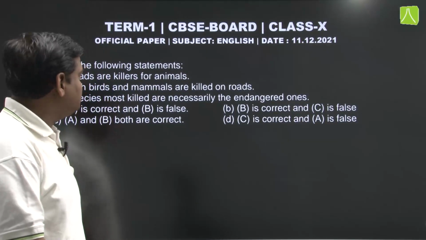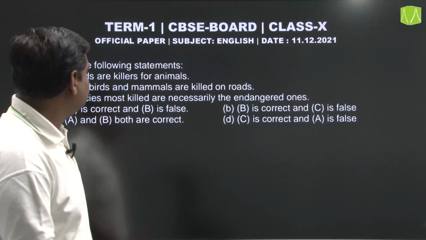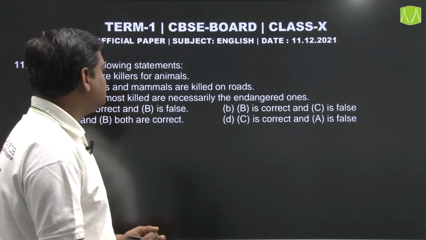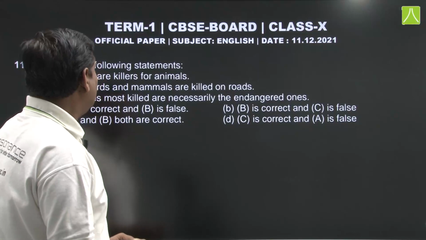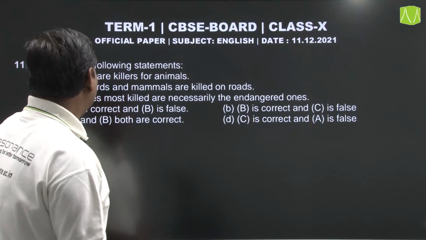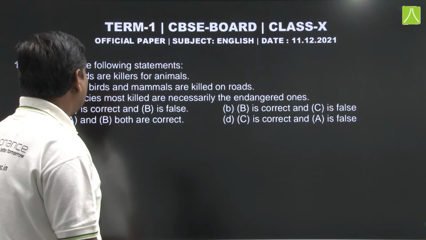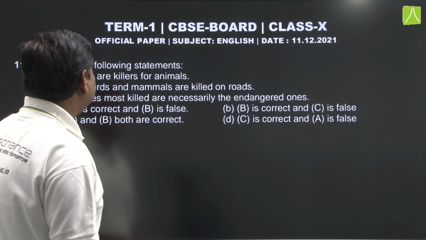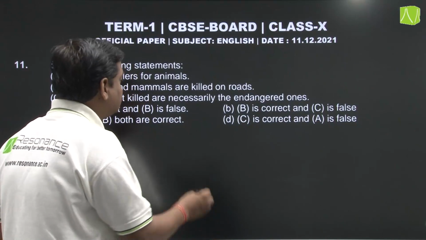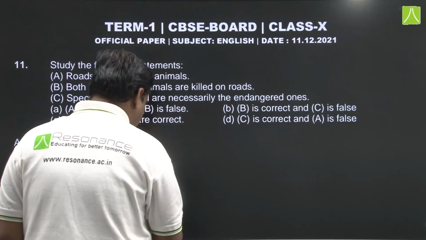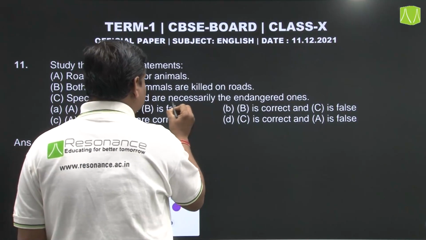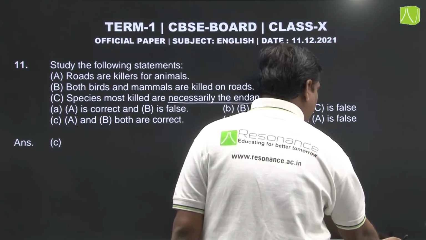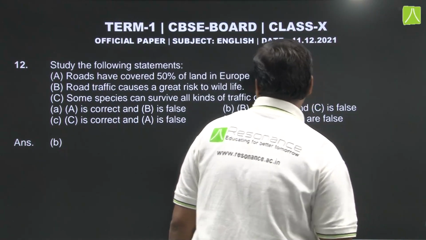11. Study the following statements. Roads are killers for animals. Both birds and mammals are killed on roads. Species most killed are necessarily the endangered ones. So, after reading this, we find out that both A and B are correct. Roads are killers for animals and birds and mammals are killed on roads. The species most killed are necessarily the endangered ones. This is not necessary. This is incorrect. So, A and B means option C is correct.